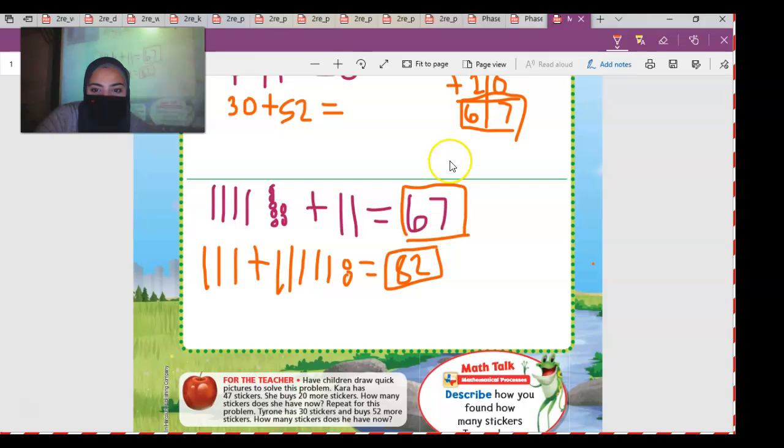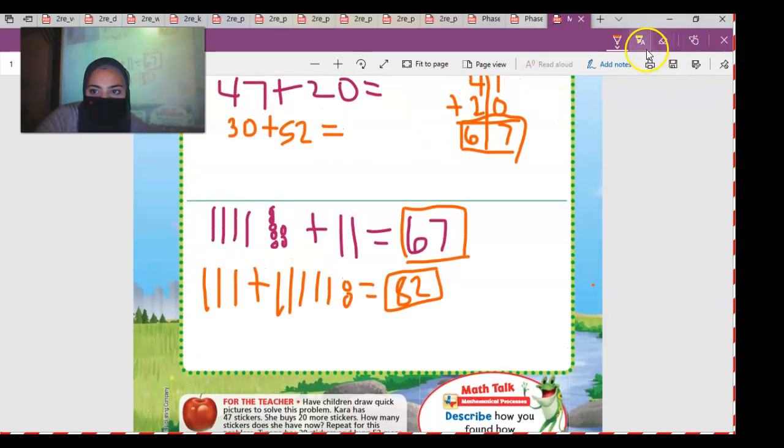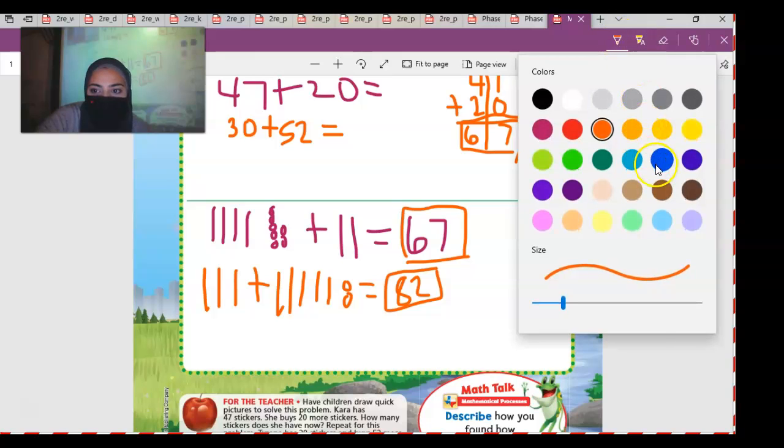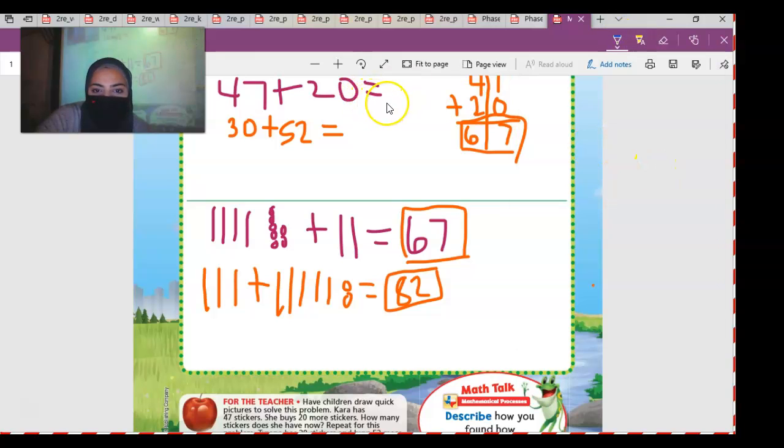Now let's try it this way. So I'm going to try it the other way. I'm going to change my color just so it doesn't get confusing to you. Okay, 30 plus 52. 30 plus 52. When you add, it does not matter which number goes on top.